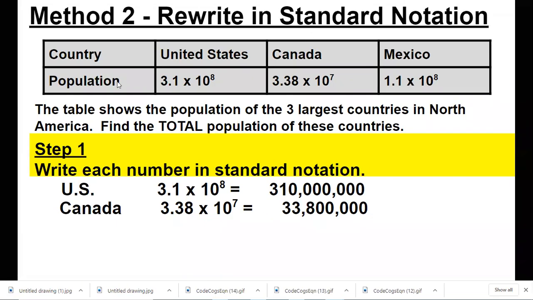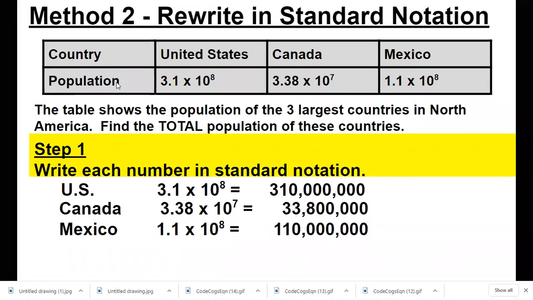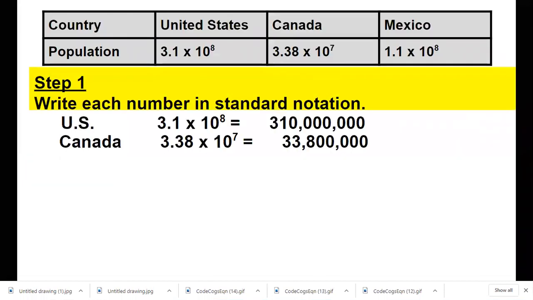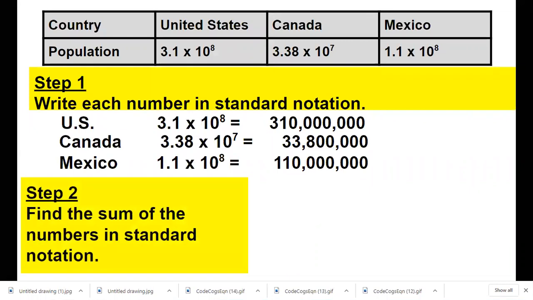And then we've got Mexico, 1.1 times 10 to the 8th. And there's the number. If you move the decimal 8 places to the right, you get 110 million. Now that we've written the 3 populations in standard notation, we then find the sum of the numbers in standard notation.